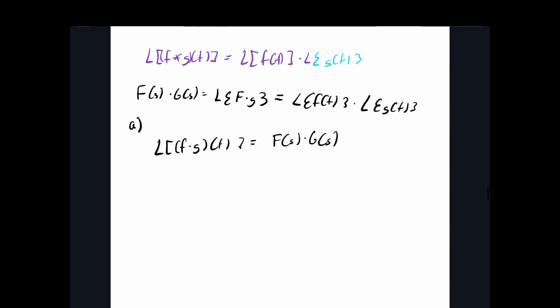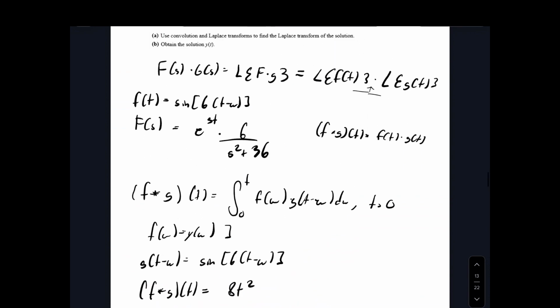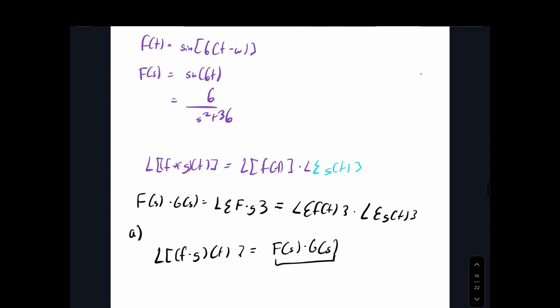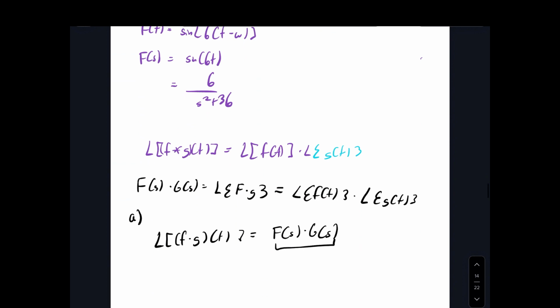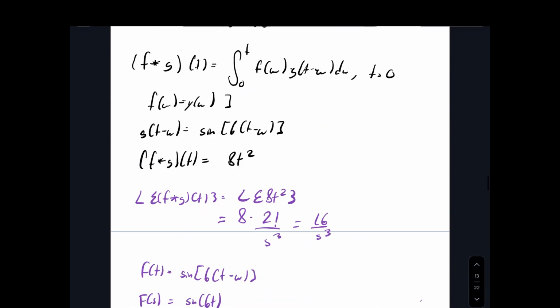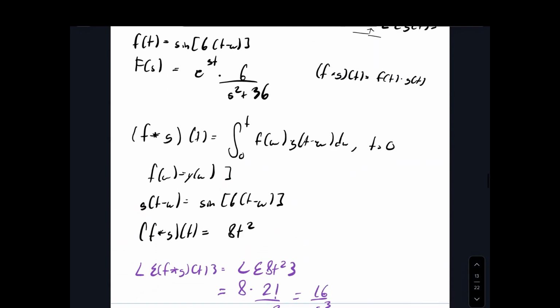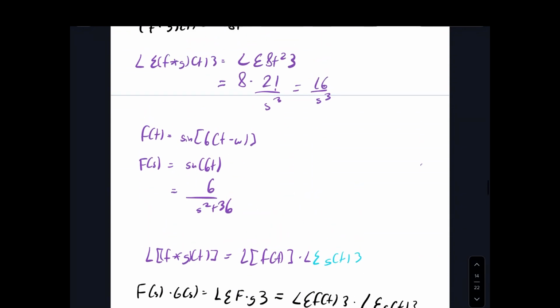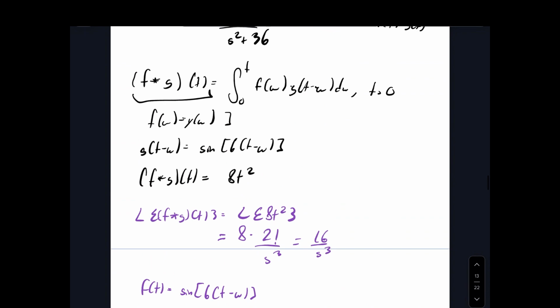And we know that this is equal to my f times g at t, right? It's the same thing. Let me bring this down.